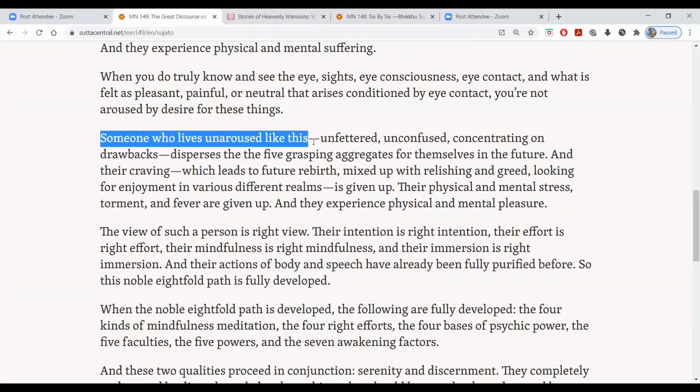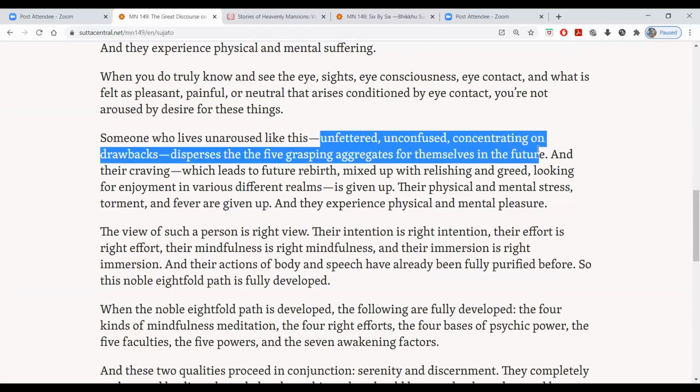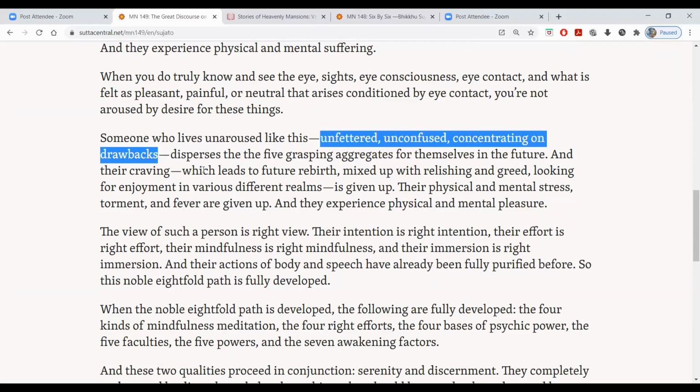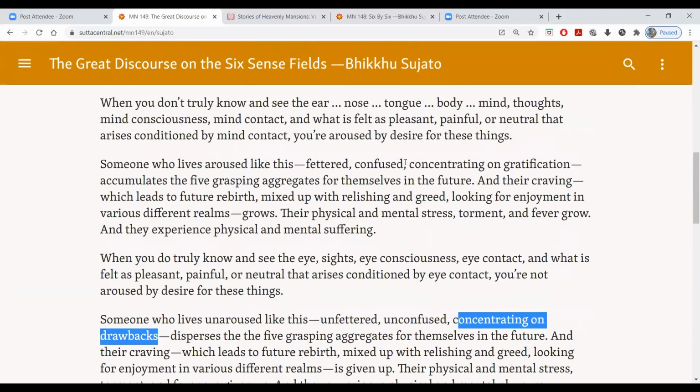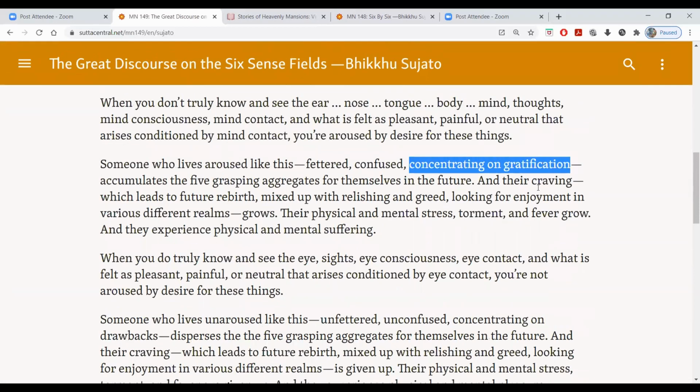Result: someone who lives unaroused by desire like this, unfettered, unconfused, concentrating on the drawbacks, ādīnavānupassī viharati. And instead, in our ordinary life, we are living not concentrating on the drawbacks of the desires. We are living concentrating on the gratification. Do you understand that? So we live concentrating on gratification, like we live with desires, craving, clinging. That's the meaning. Assādānupassī viharati.